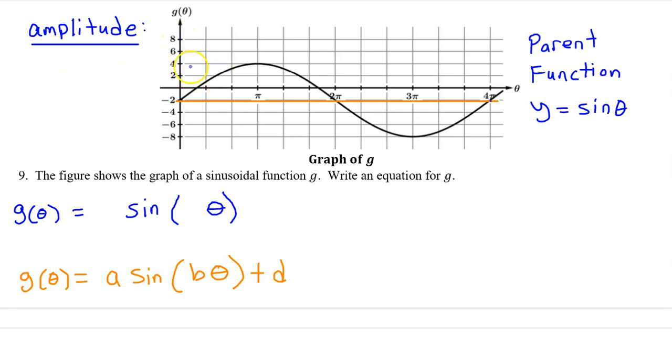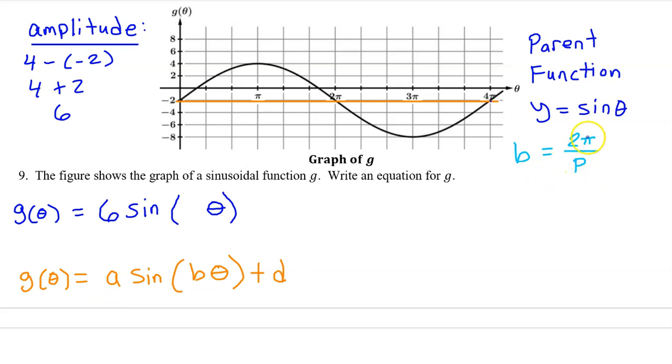The amplitude will be the highest value minus the value of the midline. In this case, the amplitude will be 4 minus negative 2. That's the same thing as 4 plus 2, so the amplitude is 6. Therefore, in this case, the a value is 6.